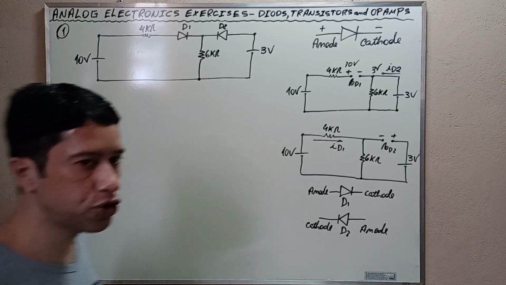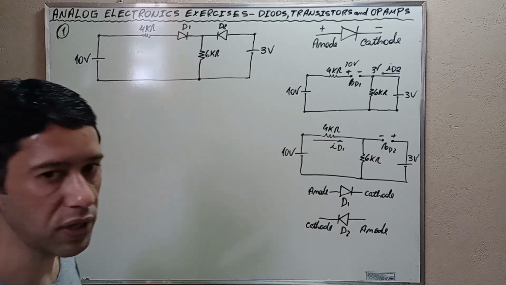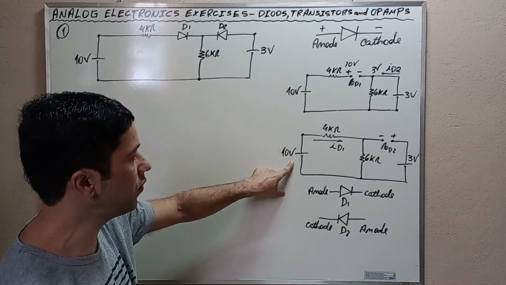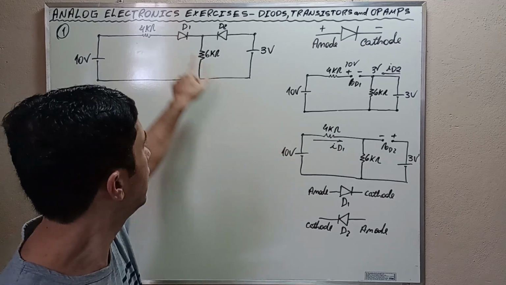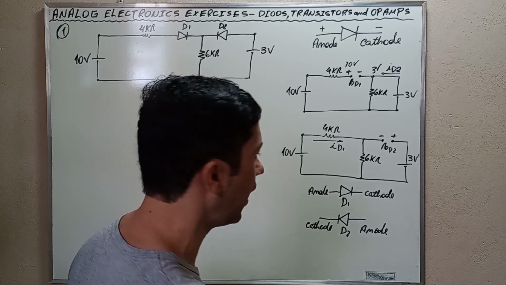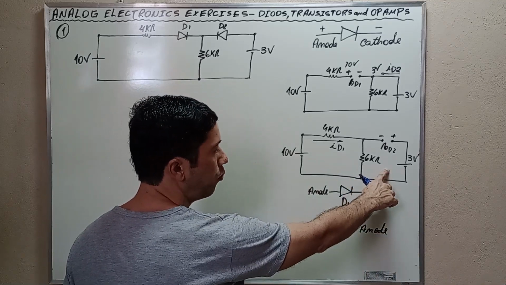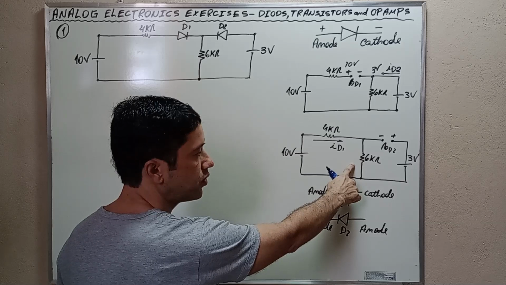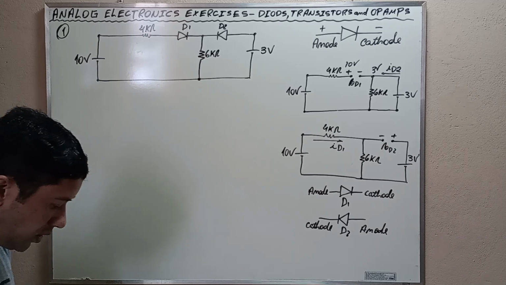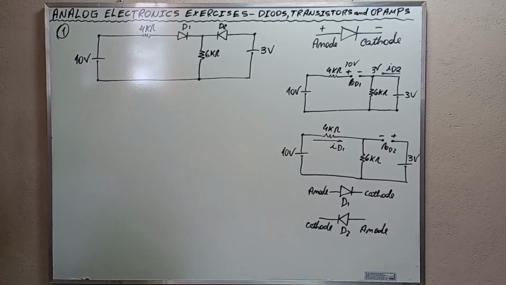Now let's assume that D1 is on and D2 is off. Under this assumption, the equivalent circuit is this. This is the equivalent circuit in which D1 is on and D2 is off, okay? And as this branch here is open, the current that passes through the 6 kilo ohms resistor is ID1. Since the branch on the right is open, ID1 is the only current passing through the 6 kilo ohms resistor.